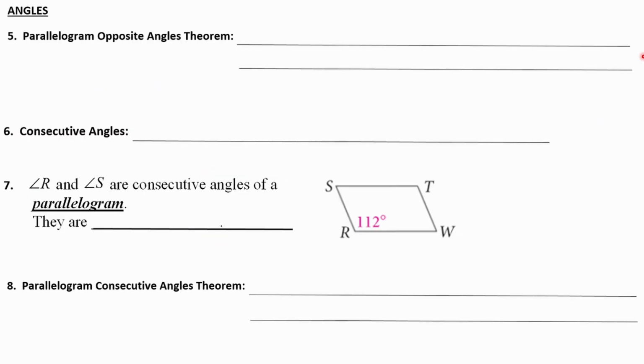All right, moving on, we can look at some of the angle relationships as well, not just the sides. And we have this parallelogram opposite angles theorem that states if a quadrilateral is a parallelogram, then opposite angles are congruent. We talked about this a little bit in class. We kind of follow the diagonal. We'll see that here in a second.